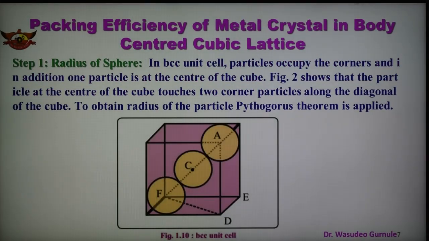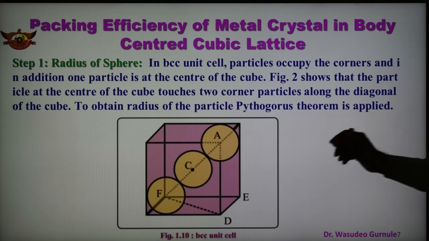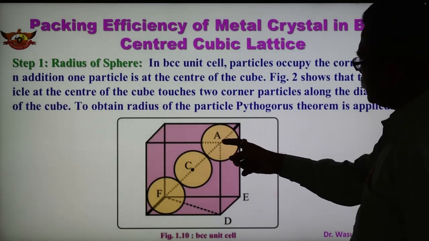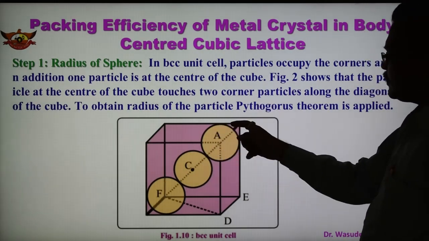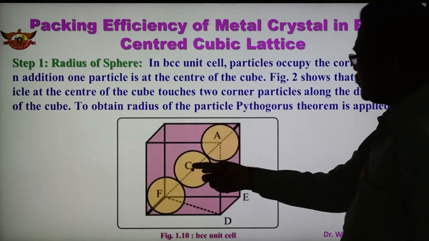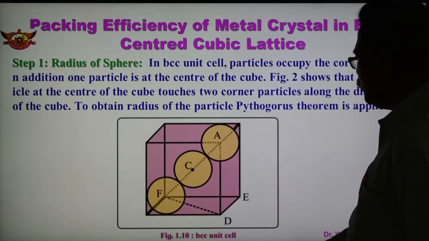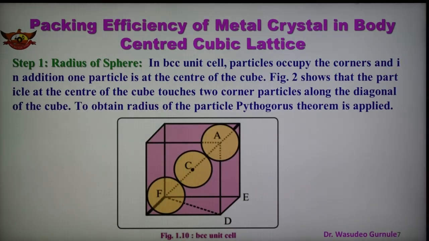Now what is the packing efficiency of metal crystal in case of body center cubic lattice? In this case also there are 4 steps. In the last step we can calculate the packing efficiency, we know the formula. This is the body center cubic unit cell shown here in the figure. This is one sphere, another sphere. As we know, in case of body center, particles are present at the corners, and also one particle is present at the center of the body of the cube. So this is the center of the cube, and we obtain this ABCD shown here. So this is the body center cubic unit lattice or cell.